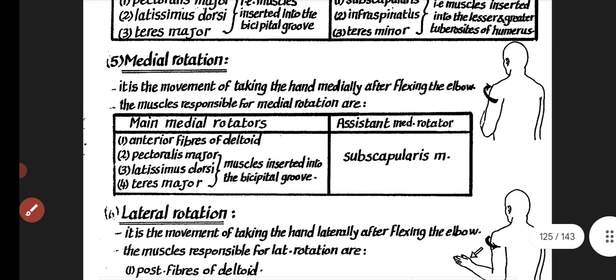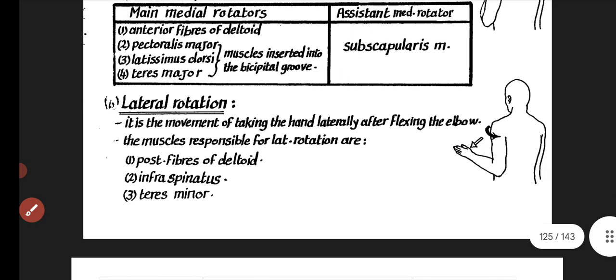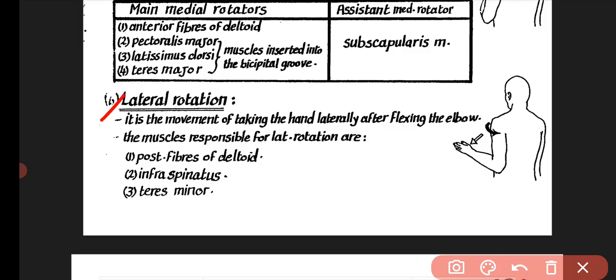Next, medial rotation. The main medial rotators are the anterior fiber of the deltoid, pectoralis major, latissimus dorsi, and teres major. Medial rotation is also known as internal rotation. The assistant medial rotator is the subscapularis muscle. Next, lateral rotation. The prime movers are the posterior fiber of the deltoid, infraspinatus, and teres minor.